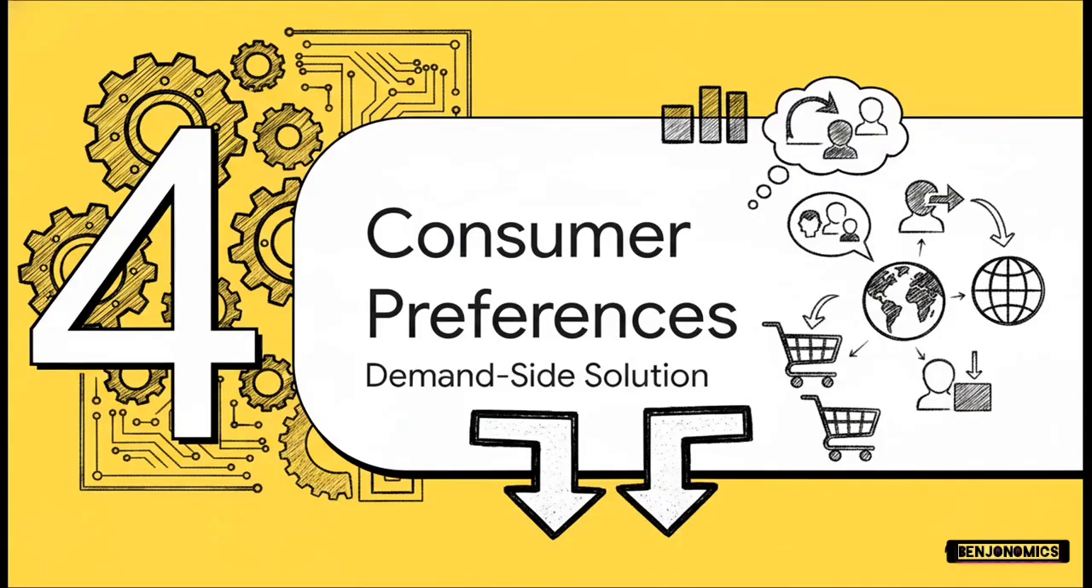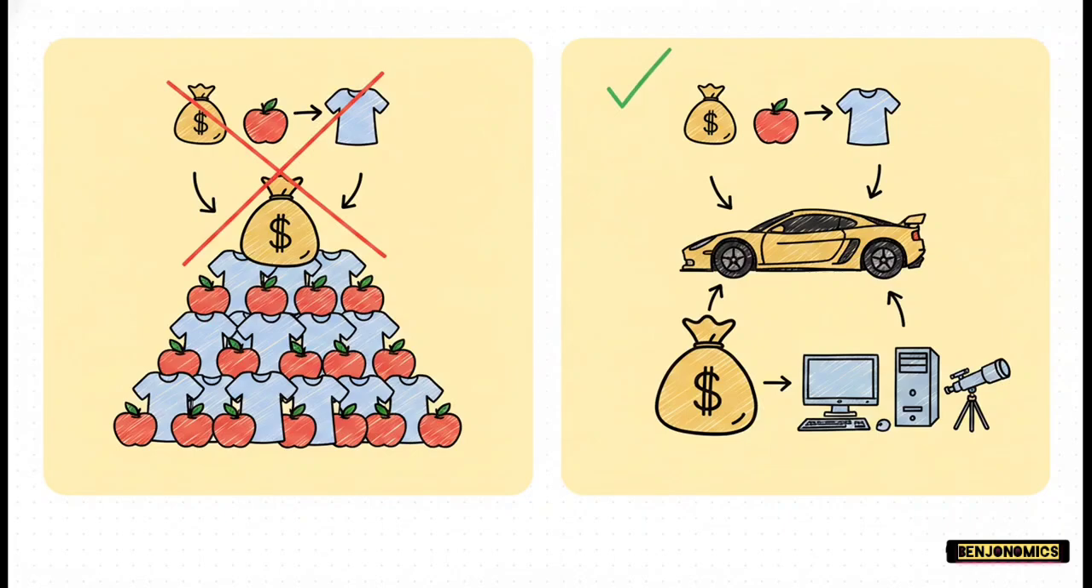Moving right along to Section 4, Fix 2, Consumer Preferences and the Demand-Side Solution. So the original HOV theory assumed what we call homothetic preferences, which is just a fancy way of saying poor and rich countries consume goods in the exact same proportions. But come on, that completely ignores reality.